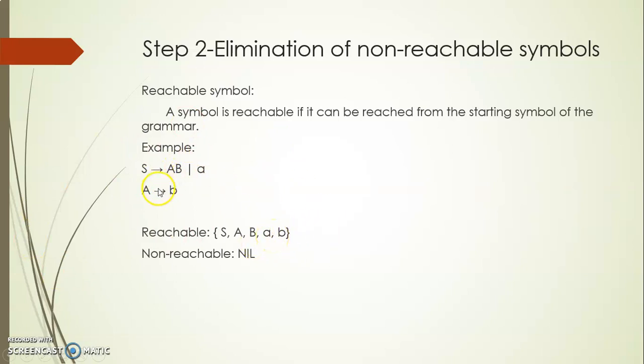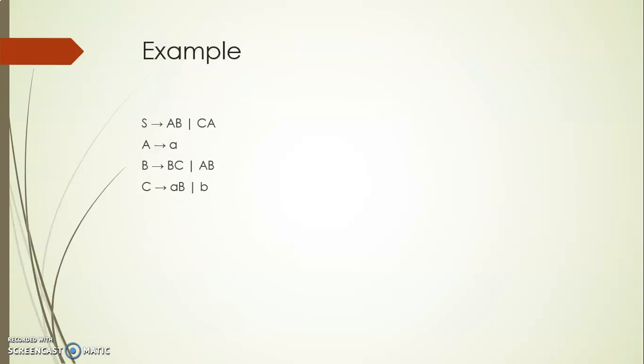Then next you have to come for the production. So I can take this production into account only if that non-terminal is already there in the reachable. Since A is already in reachable, I can include all the symbols that are present in its expansion also as reachable symbols. So that is included. Since there is no non-reachable symbol, we say that it is nil. So I need not remove anything from the given grammar. We'll go ahead with another example.